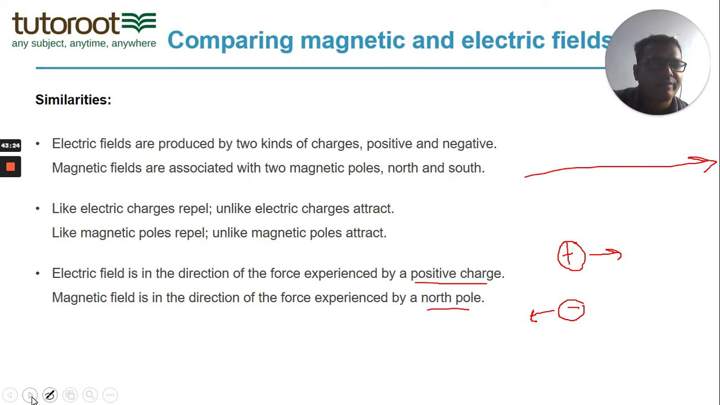Comparing magnetic and electric fields. So the similarities are, as you have positive and negative charges, you have north and south poles. Then as positive and positive charges or like charges repel, even like poles repel, and unlike poles, the south pole of one magnet and the north pole of another magnet, will attract. Next, electric field is in the direction of force experienced by a positive charge. So the direction in which a positive charge is moving is taken as the direction of the electric field. And the direction in which the north pole wants to move will be taken as the direction of the magnetic field.